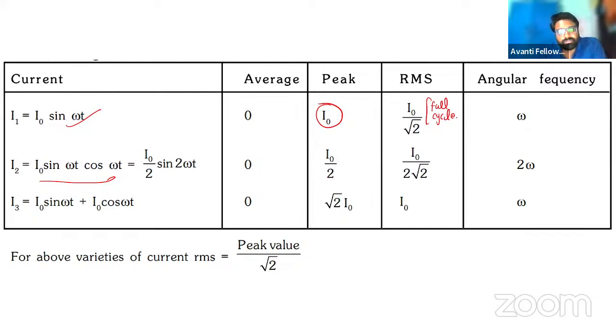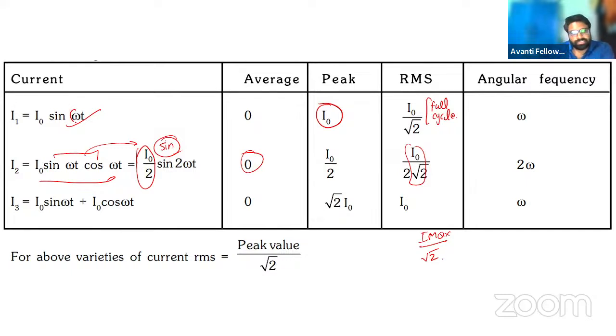So for this function, you need to make it either in cos form or in sine form. So here we have made it in sine form. For this also, the average value is always 0. Peak value is I naught by 2, as you can see in this expression. And RMS value will be I naught by 2 into root 2, because RMS value is nothing but I max divided by root 2. Angular frequency is always given by this omega. So here it is omega. Here it is doubled, which is 2 omega.